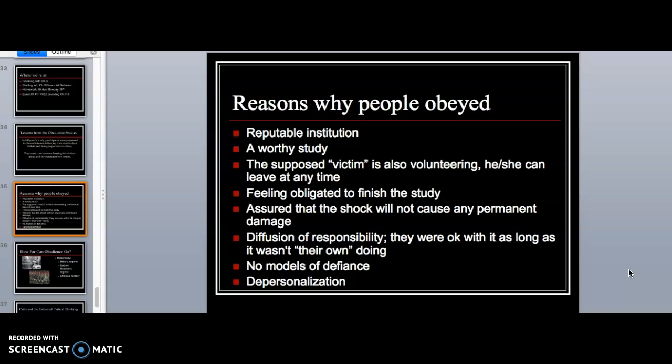And it wasn't their fault. People in this study also had no models of defiance. No one was defying, no one was going against the orders of the authority figure, so they didn't have that model to follow. And there was a lot of depersonalization going on. The learner was far removed. They were on the other side of the wall. They weren't seeing the face of the person they were hurting. They were hearing cries, but there was social distancing, right, between them and the learner, which allowed them to feel like it was okay. Think about this in the context of military commanders giving orders overseas. It's easy to give an order, something that's not close to you, and you're not seeing the effects of that order necessarily.